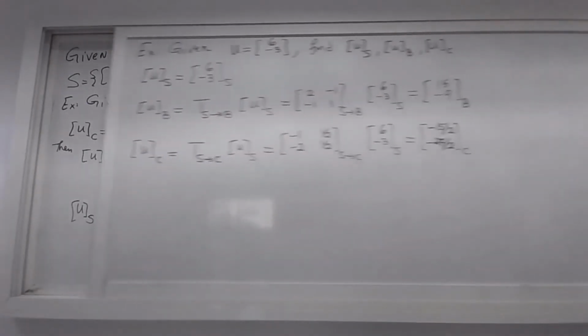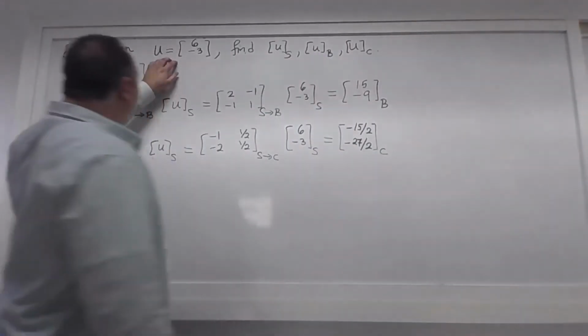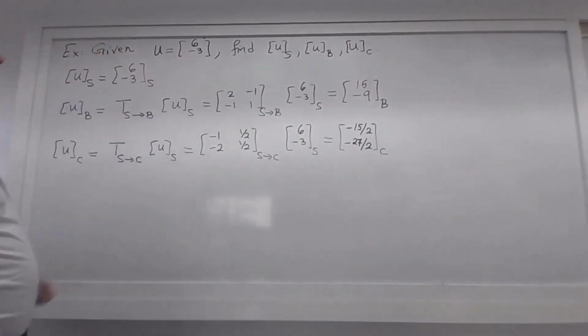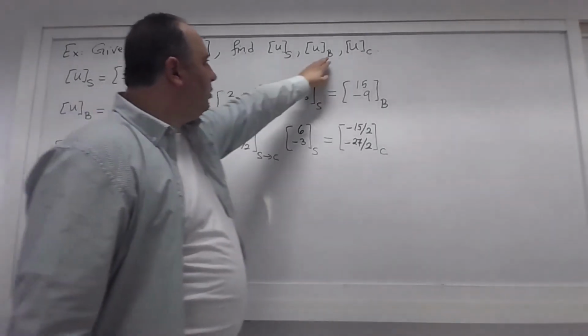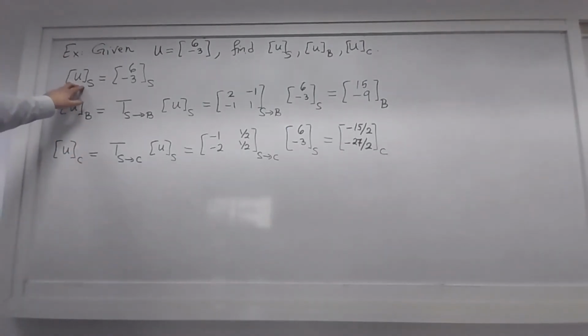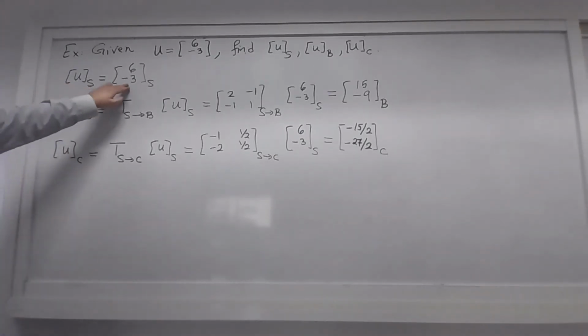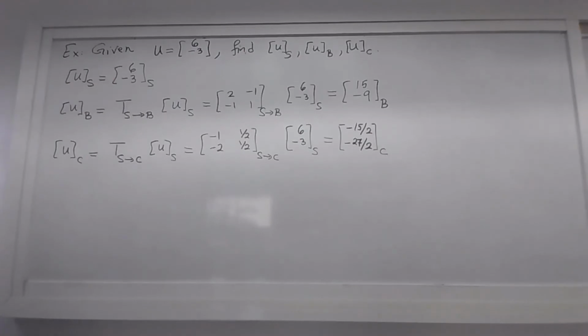Another one: I'm given a vector u, 6, minus 3, and I need to find the coordinates of the vector in the standard basis, in basis B and basis C. The good news is I already know that the coordinates of the vector in the standard basis are actually the entries of the vector. So there's nothing to do there.